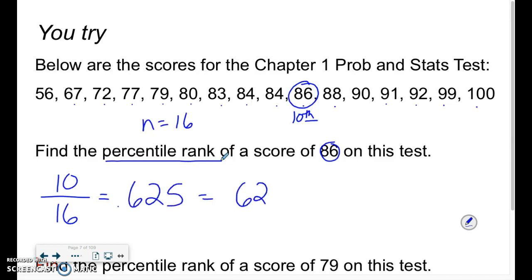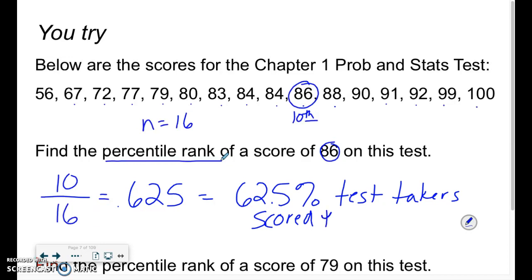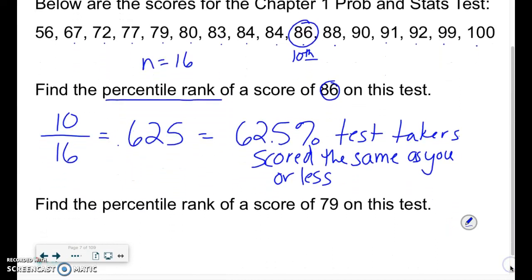That is 62.5% of the test takers scored the same as you or less of a percentage than you did. All right, so hopefully you tried that and did that one accurately.